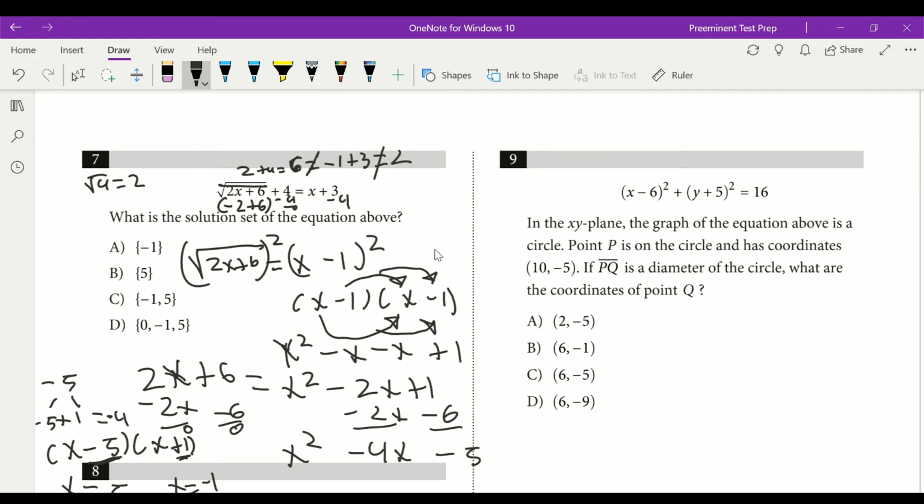So we can go ahead and eliminate any answer with negative 1 as x. Answer D has 0, which wasn't one of our options, so we know that 5 must be our correct answer.